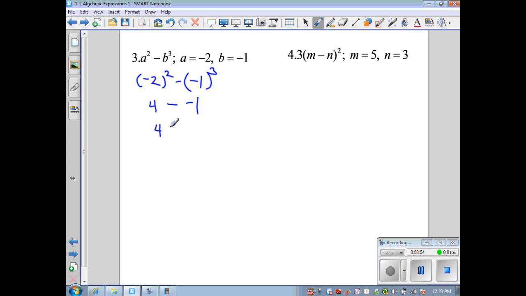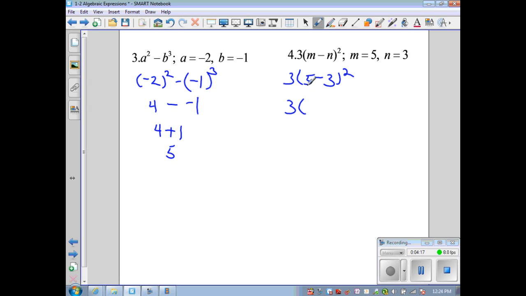This gives me 4 plus 1, and I simplify to 5. Number 4, 3 times the quantity of m minus n, quantity squared. M is 5, minus n, which is 3, squared. Here we have an exponent, but I also have a grouping symbol.